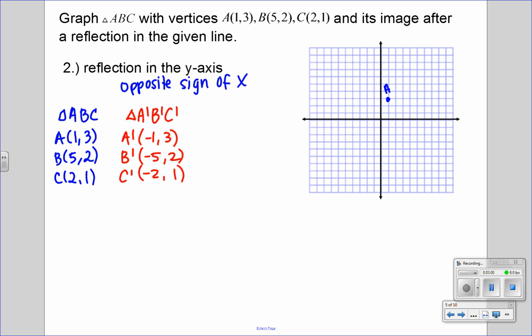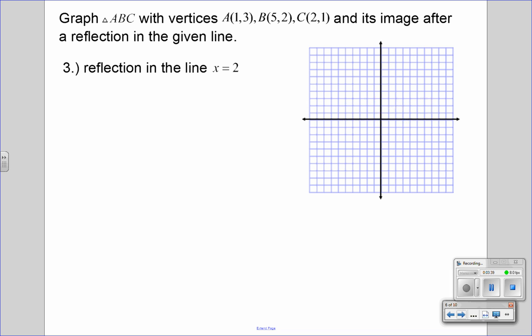It's for A, for B, and then for C. And let's do our image: (-1, 3), (-5, 2), and then (-2, 1). If we take a look at this, it looks like we've held up a mirror on the y-axis, and that's our mirror image or our reflection in the y-axis.